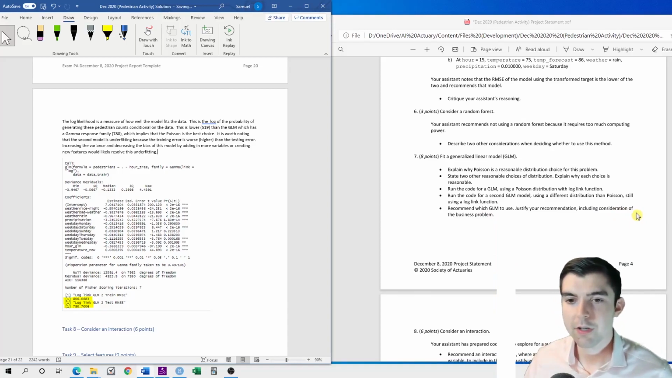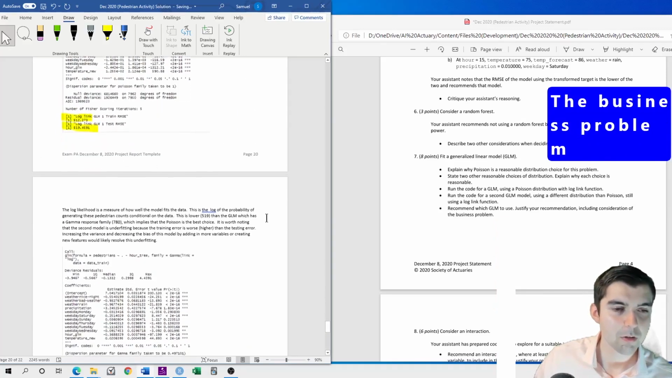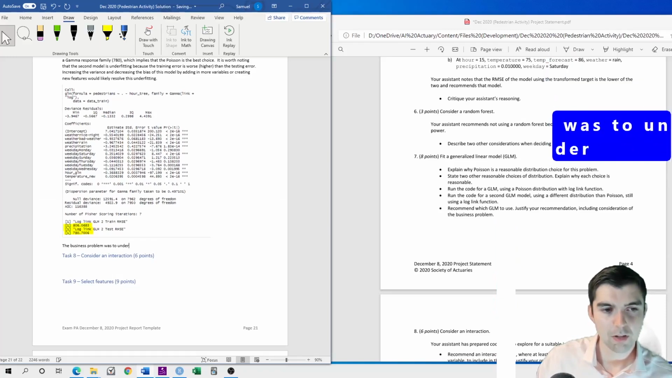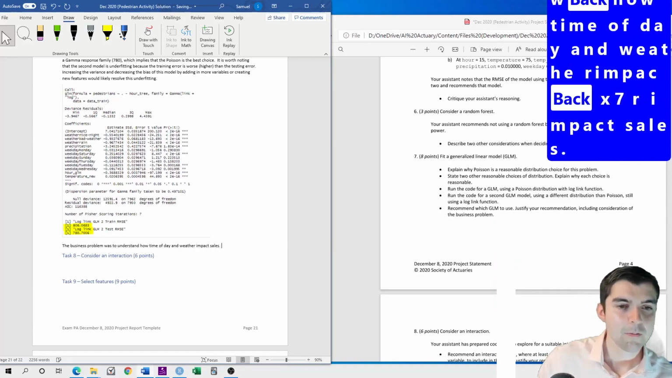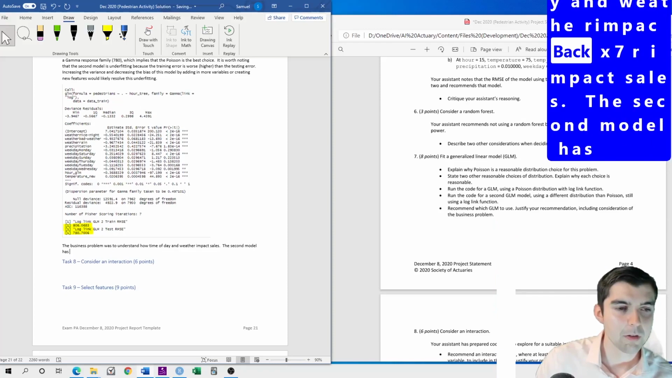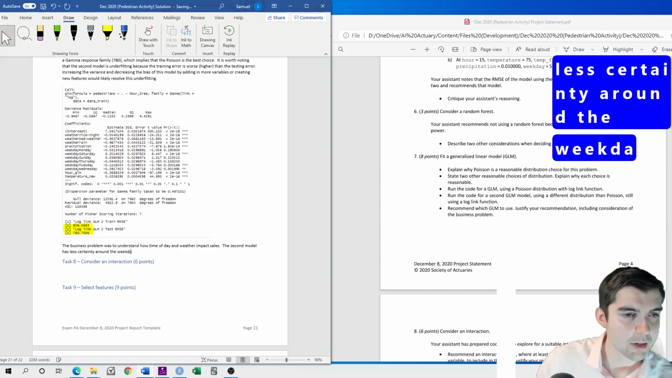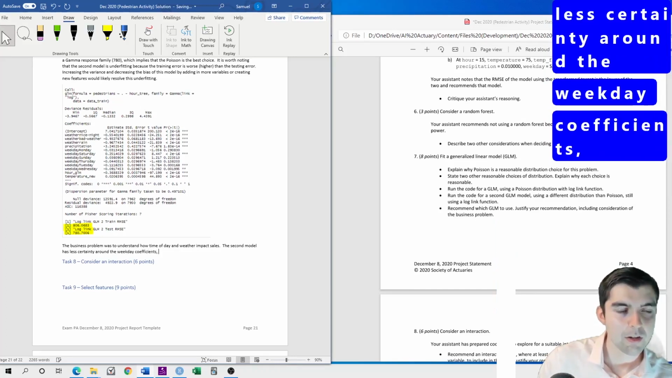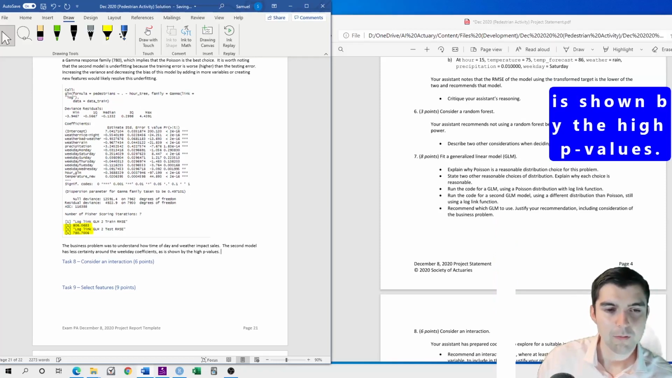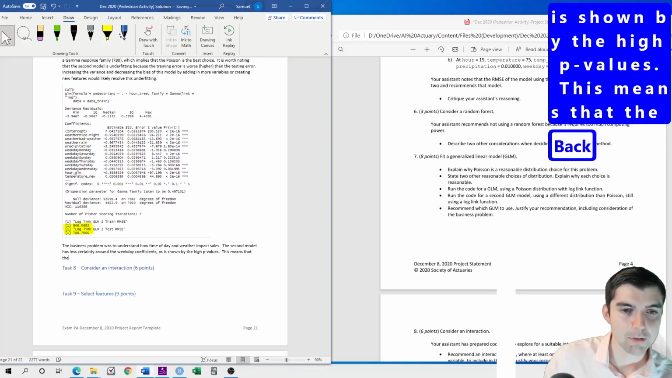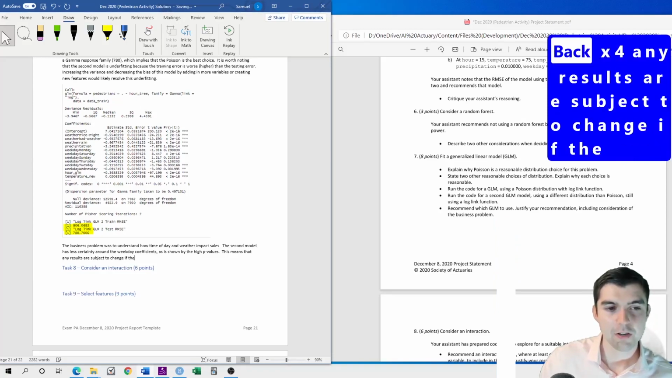Justify your recommendation, including consideration of the business problem. So remember, the business problem was simply to understand how time of day and weather impact sales. The second model has less certainty around the weekday coefficients, as is shown by the high p-values. This means that any results are subject to change if the data changes.